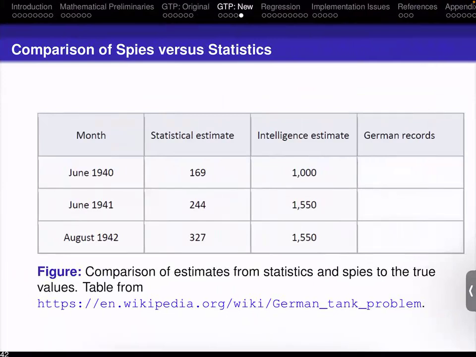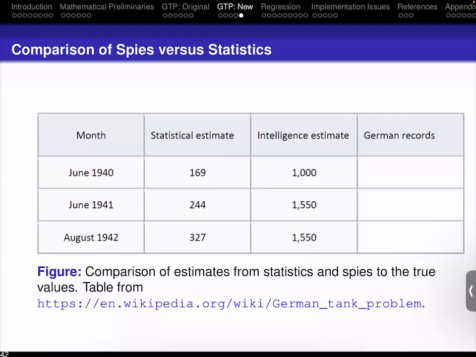Nobody wants to see this level of algebra in class, but the details are there. And that was done with Williams students and published a couple of years ago. So here from Wikipedia is a couple of months in World War II. You have the estimate from statistics: 169, 244, 327. You have the intelligence estimates: 1,000, 1550, 1550.